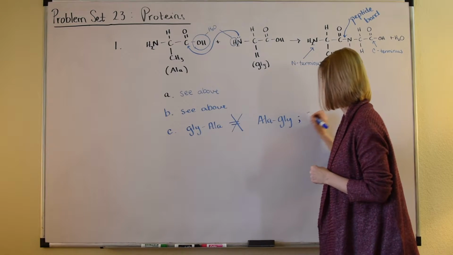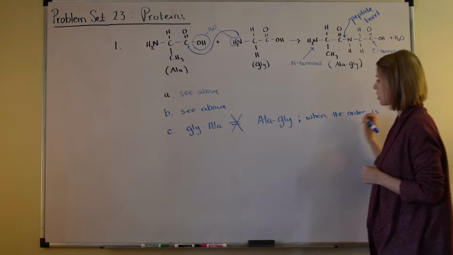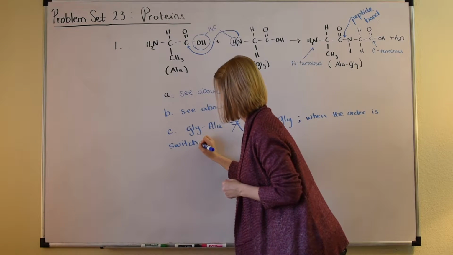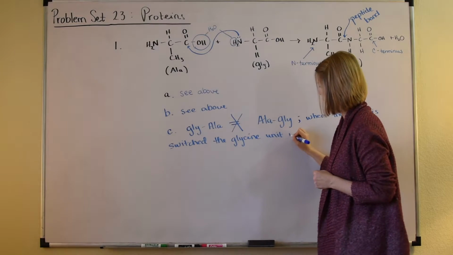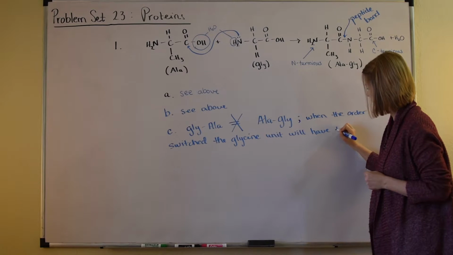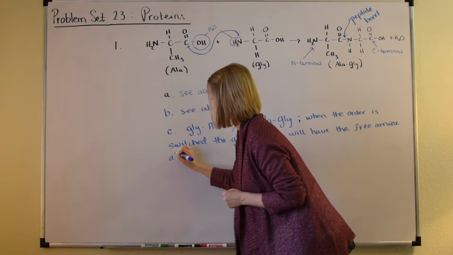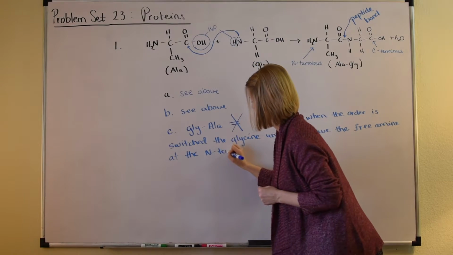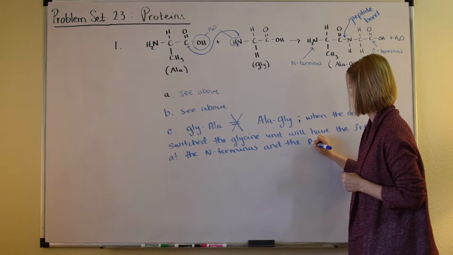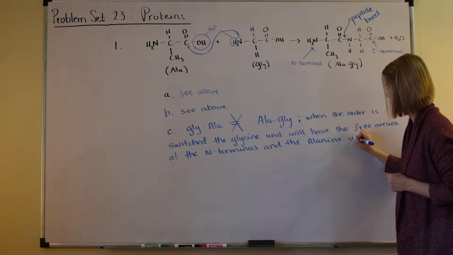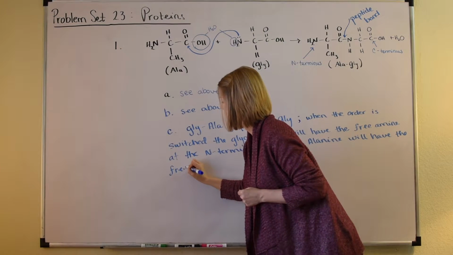So let's write here. When the order is switched, the glycine unit will have the free amine that is at the N-terminus, and the alanine will have the free carboxylic acid.